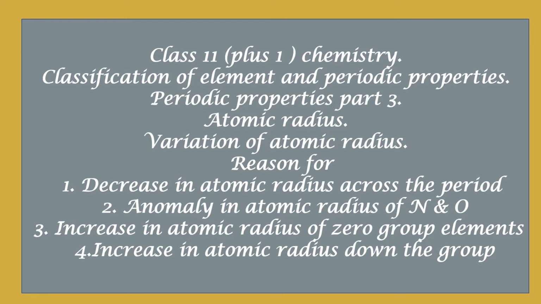And along with this, we will give more stress to the reason for decrease in atomic radius across the period, anomaly in atomic radius of nitrogen and oxygen, increase in atomic radius of zero group elements, and increase in atomic radius down the group. You can expect many questions from this topic. Don't miss this topic. Watch the video completely so that you get all points cleared.